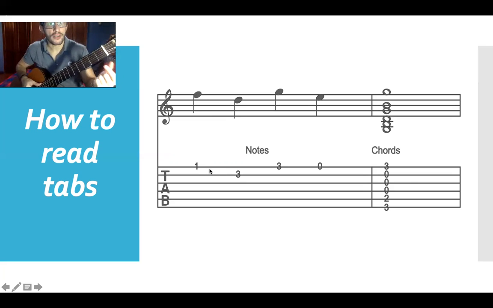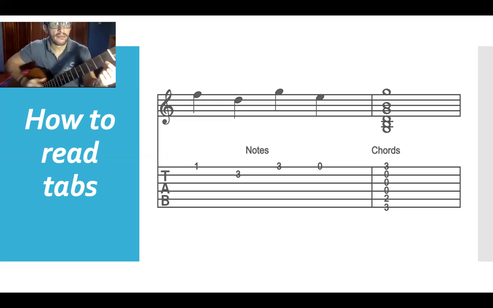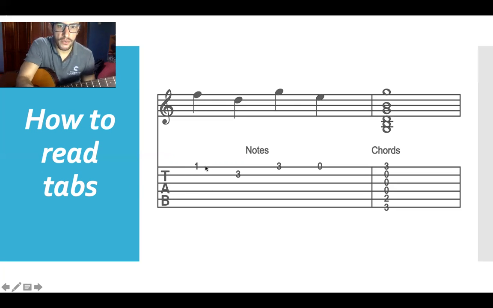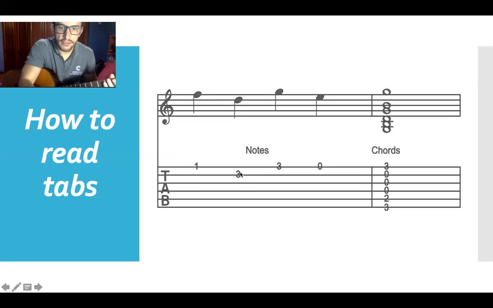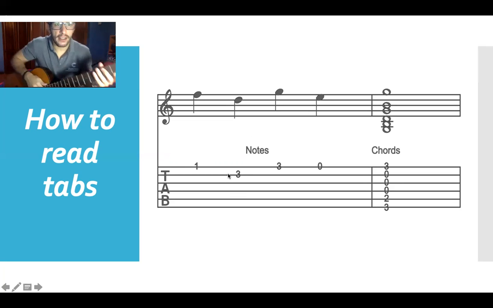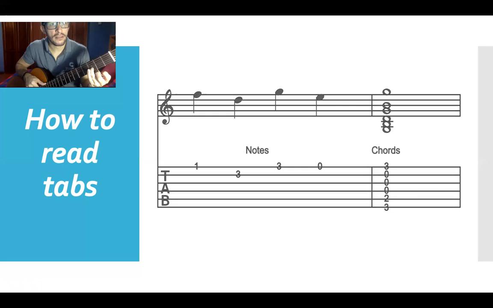So you would do this. The first line, the first string, first fret. So this note right here, this 1, is going to be this. The second note we have is this 3 on the second line, meaning that we're going to be playing fret number 3 on the second line. So this. Second line, third fret, second string, third fret, sorry. So far we have this and this.